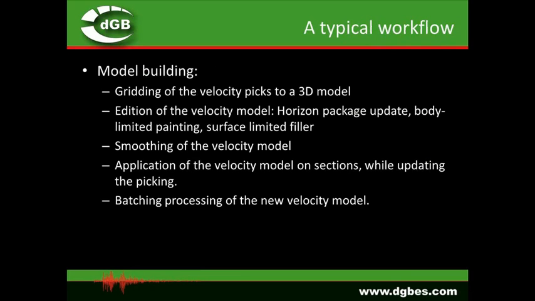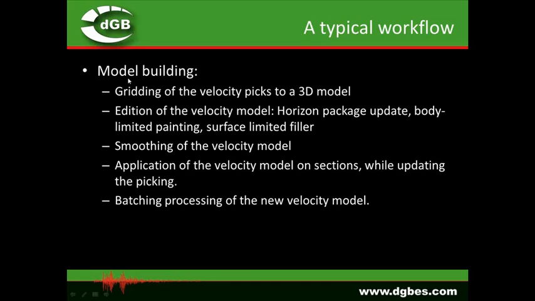And if I go on with the typical workflow, after the picking of the velocities, you will perform the building of the new velocity model as such. In order to do the model building, the very obvious first step is to grid the velocity picks made in the VMB-specific picking windows, and these picks will be converted from error mode functions into velocity values and will form the new velocity volume in 3D.